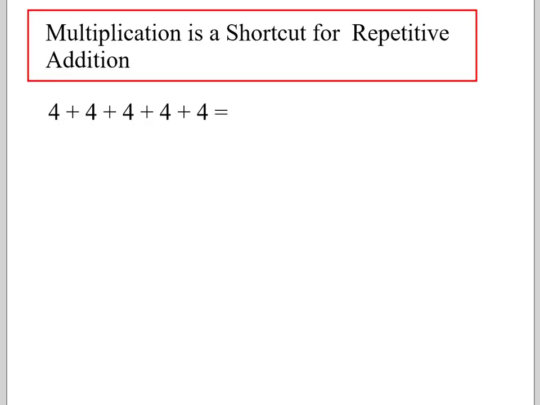So let's get started. The first thing is multiplication is a shortcut for repetitive addition. That's really important to understand. It's a shortcut for repetitive addition. So if you look here, there are 5 4s that are being added together. So we could write that as 5 times 4. We could write that with brackets.